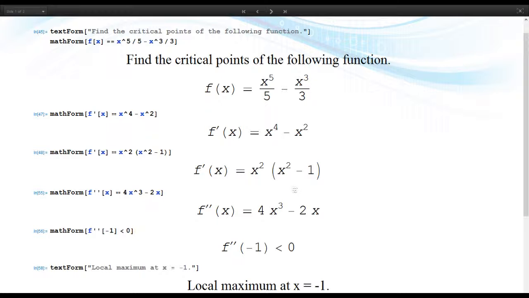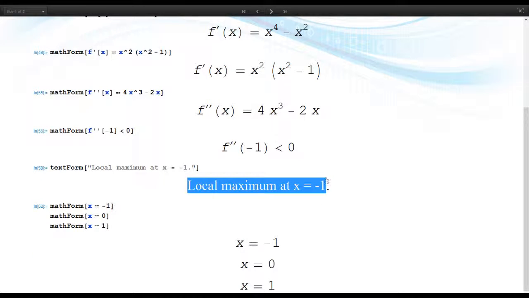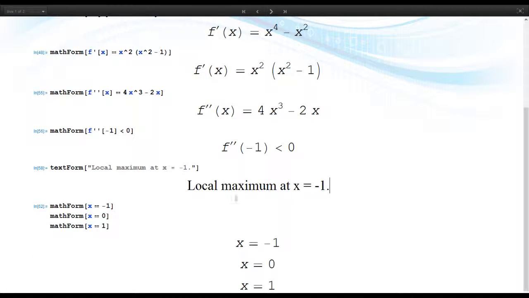Now, one thing that we do know about this function, since its powers are all odd and this is a polynomial, we know this function is an odd function. So that means it has rotational symmetry about the origin. And so that means that our local maximum at negative 1, when we rotate a half turn around the origin, becomes a local minimum at x equals positive 1. But we can use the second derivative test to figure that out for us as well.